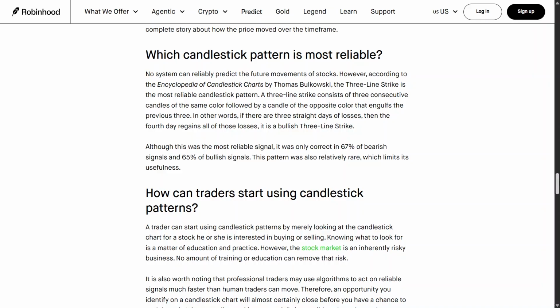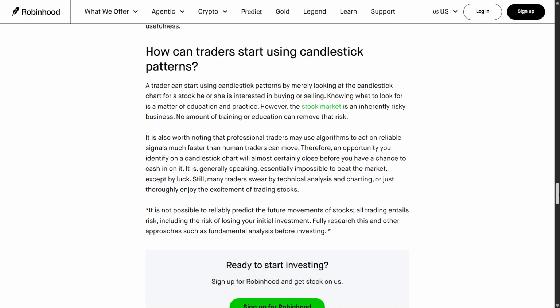Instead of relying on a single candlestick, compare several candles together and combine them with trading volume, trend lines, moving averages, support levels, and resistance levels to make more informed decisions. Remember that no candlestick pattern is accurate every time, so always manage your risk before placing a trade.